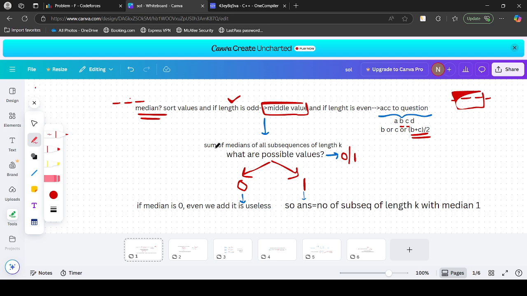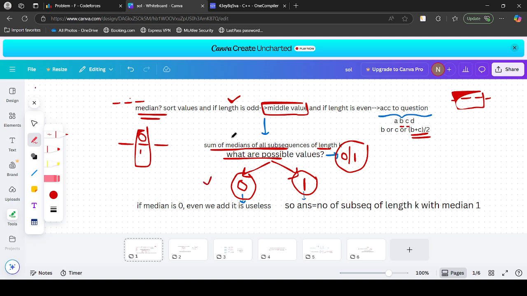So now in this question, we have to find the sum of medians of all subsequences of length k. What are the possible values? It can be 0 or 1 only, because the length is odd and there are only 0 and 1 in the array. Let's assume that the median of some subsequence is 0. We want the sum of all medians, so even if the median is 0, it is useless, because adding 0 leaves the value the same. So we do not need to consider subsequences with median 0. Finally, the answer will be the number of subsequences of length k with median 1, because the subsequences with median 0 are useless.